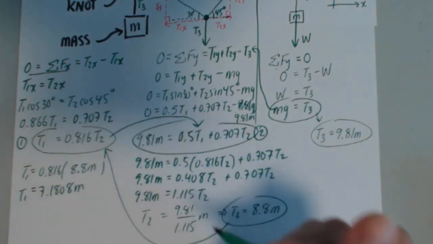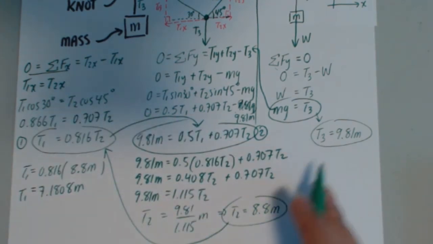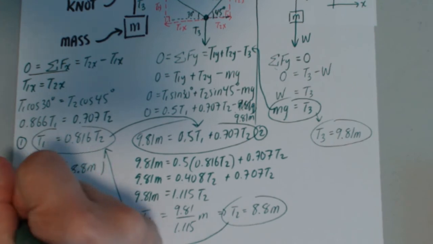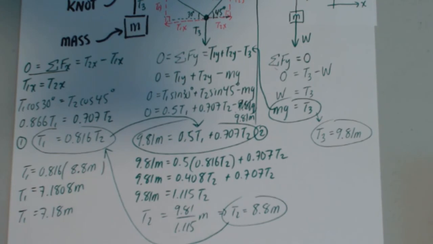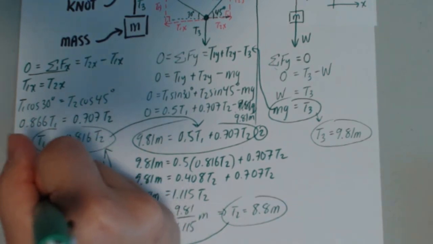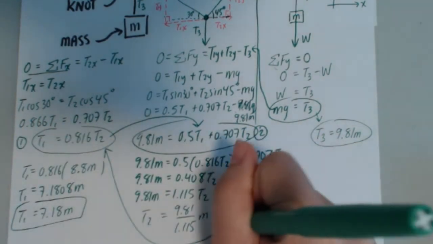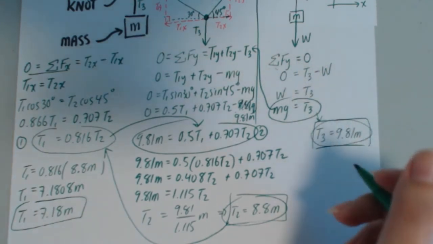7.1808 N. Okay, and that's it, actually. To keep it to a low number of decimal places, I'm just going to call this 7.18 N. In fact, you could even call it 7.2 N if you wanted. But these are our final answers.